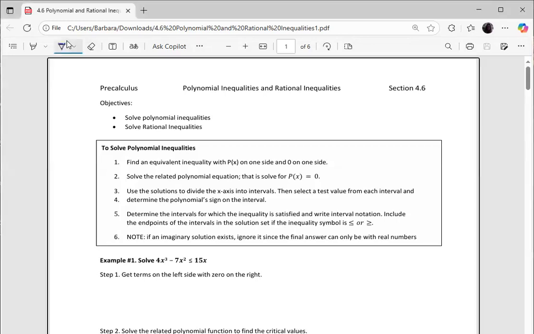Got a little typo there. So that's number 4, and this is 5. The fourth step is to determine which intervals make the inequality true. And then the last step, 5, is if an imaginary solution exists, we just ignore it since the final answer can't be written with imaginary numbers.